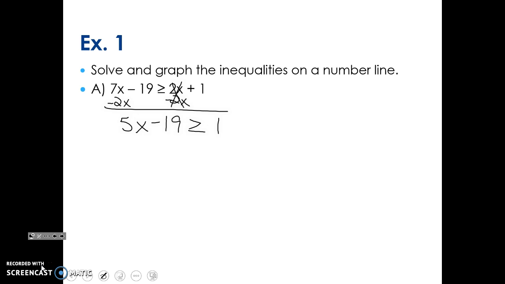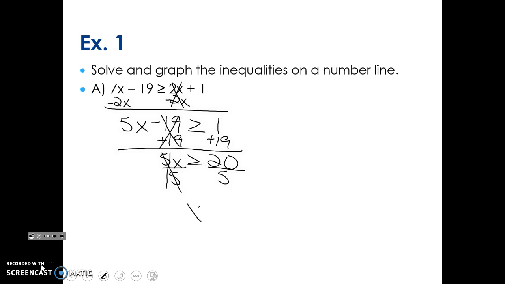Next, I'm going to move my 19 to the other side, so I'm going to add 19 on both sides. The 19's cancel out, and that leaves me 5x is greater than or equal to 20. Then I'll divide both sides by 5. The 5's cancel out, and since I divided by a positive number, the sign doesn't flip. So x is greater than or equal to 4, because 20 divided by 5 is 4. This is how I would work out a problem if I was solving an inequality.